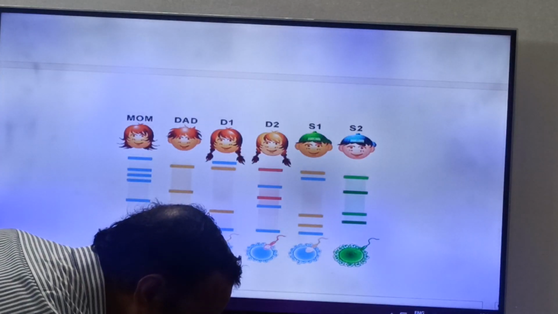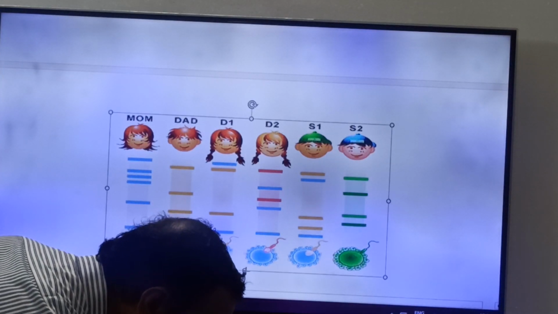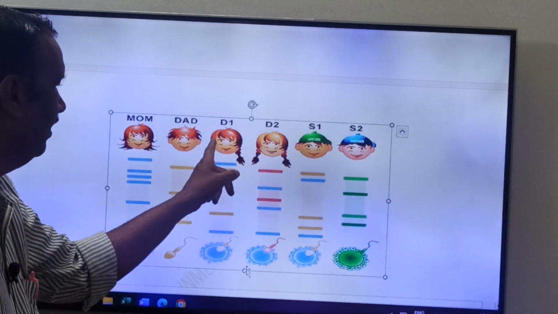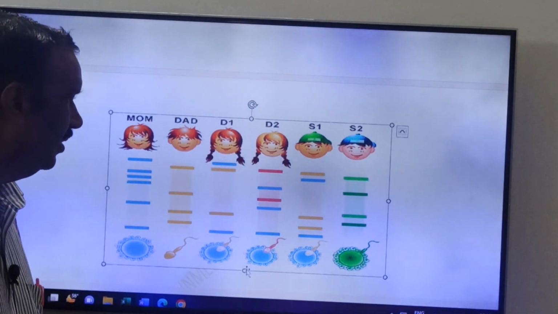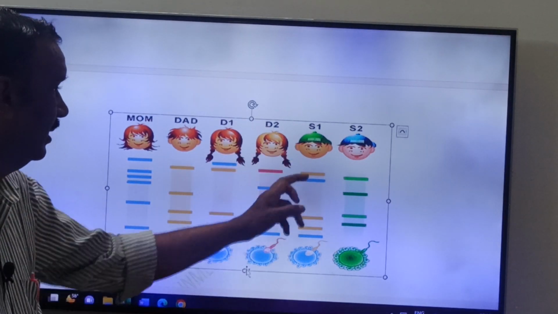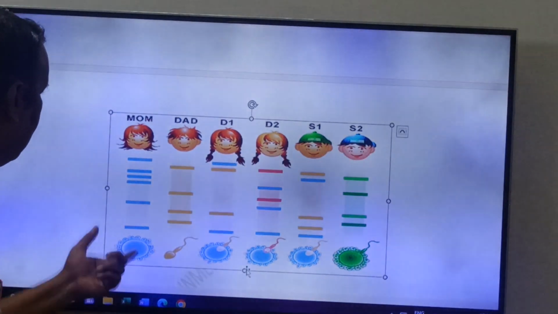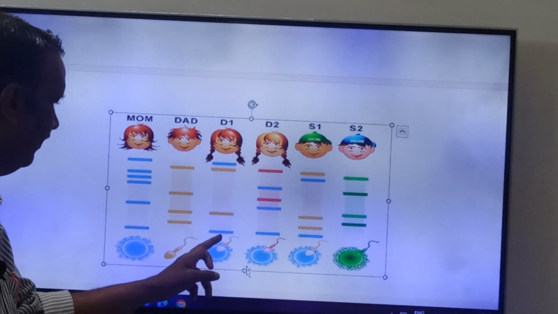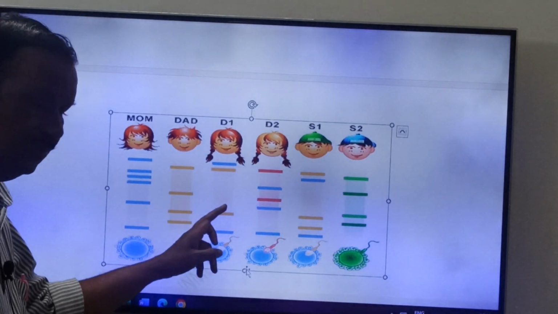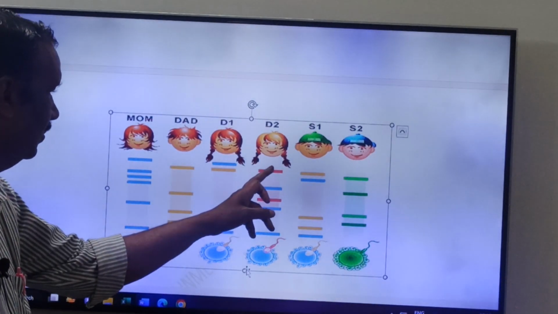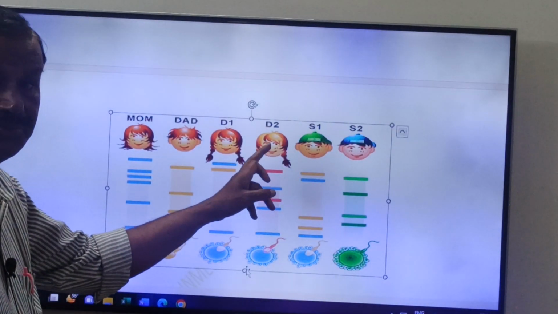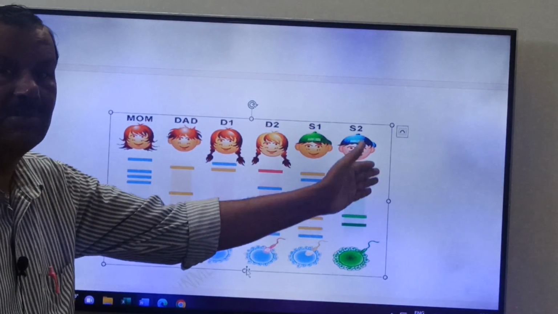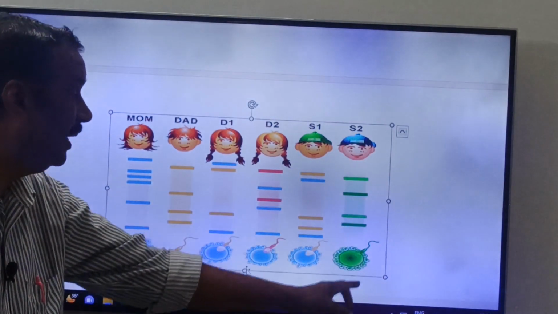Here we have one example: mom, dad, D1, D2, S1, S2. D1 means daughter 1, D2 means daughter 2, S1 means son 1, and S2 means son 2. Mom and dad are wife and husband. D1 is their own daughter. D2 is the stepdaughter. S1 is their own son. S2 is not related; he is the adopted son.